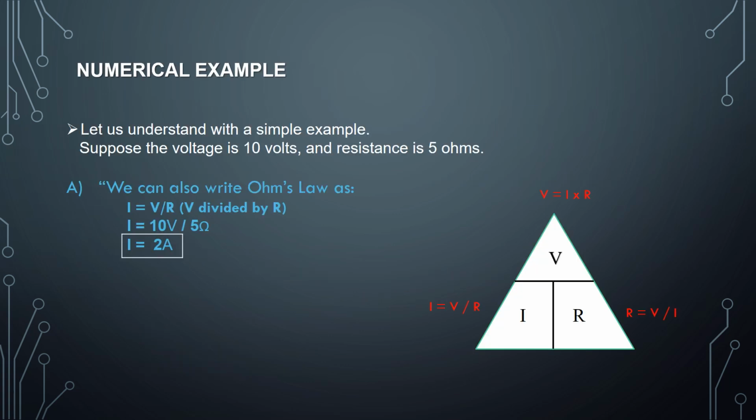Now let us discuss a numerical example. Suppose the voltage is 10 volts and the resistance is 5 ohms. We can also write Ohm's law, referring to the Ohm's law triangle, as V equals I cross R, I equals V by R, and R equals V by I. So from the equation I equals V by R, we substitute the voltage as 10 volts and the resistance as 5 ohms. After substituting these values, we get the current as 2 amperes.